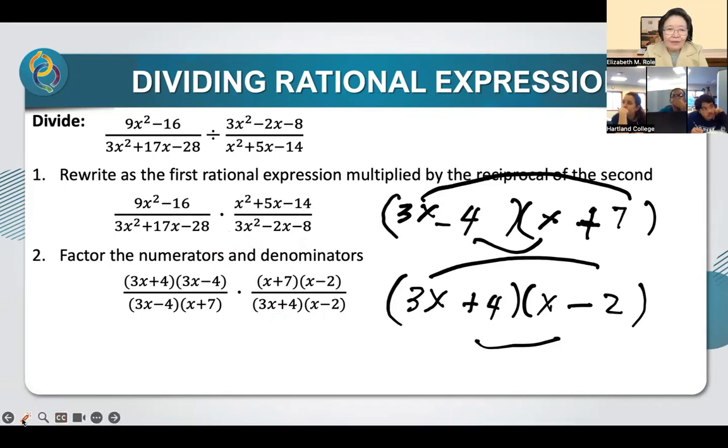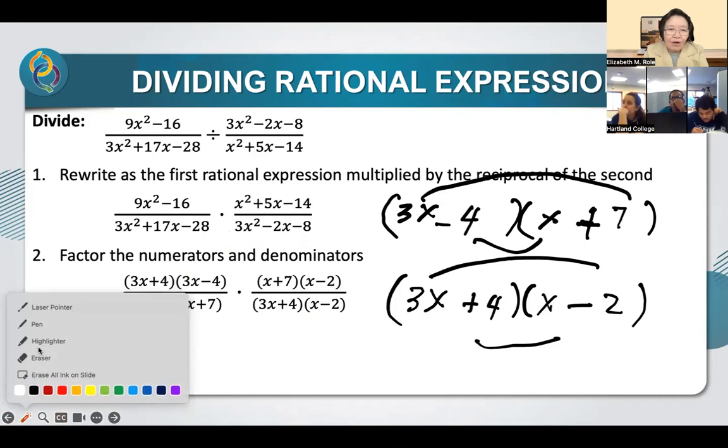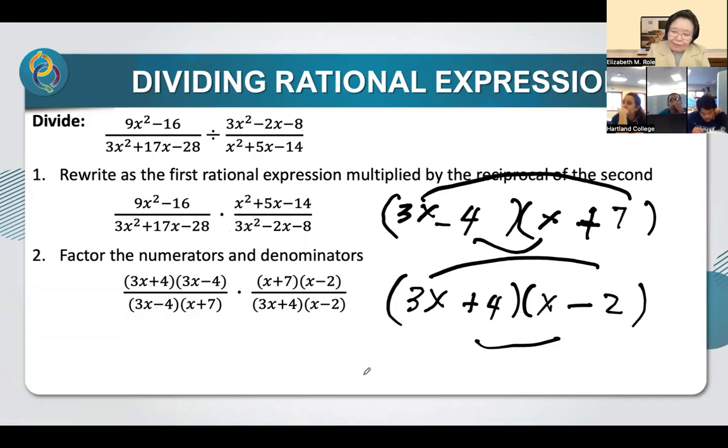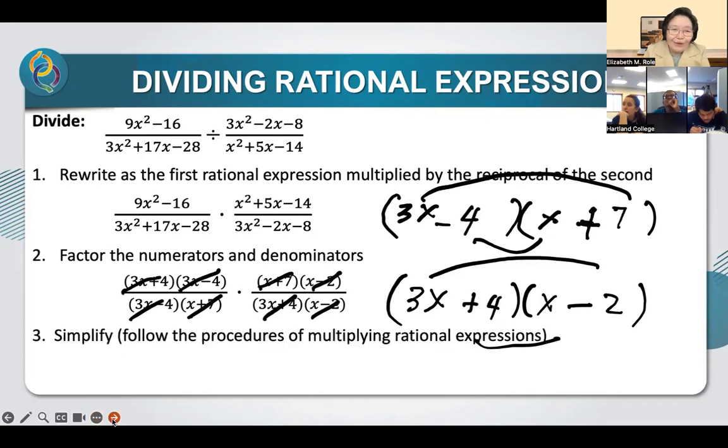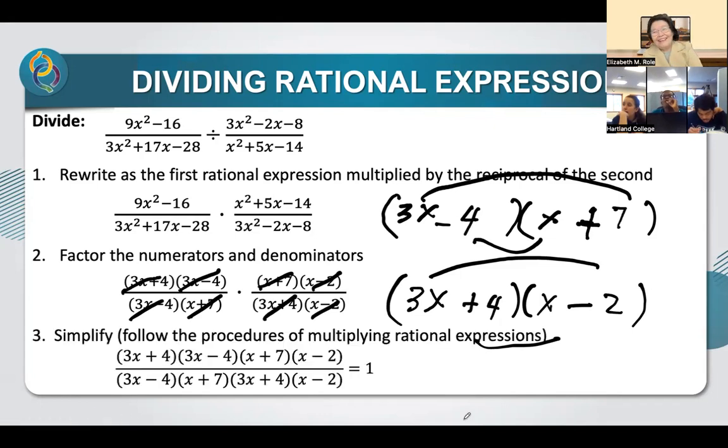And from there, you now can cancel common factors. So we'll cancel 3x minus 4 and 3x minus 4. Then 3x plus 4 and 3x plus 4. What else? x plus 7 and x plus 7. x minus 2 and x minus 2. What's the final answer? 1. Okay, all 1. The final answer is 1.